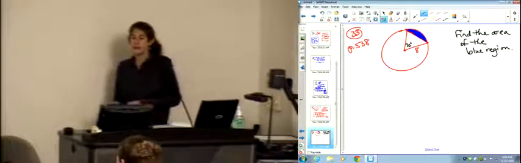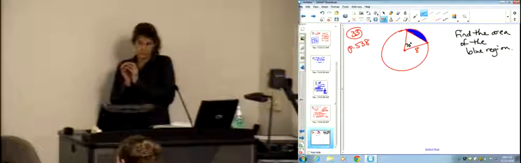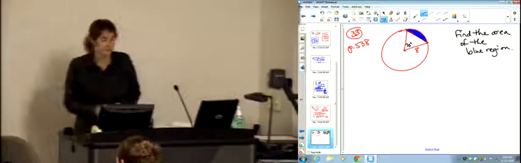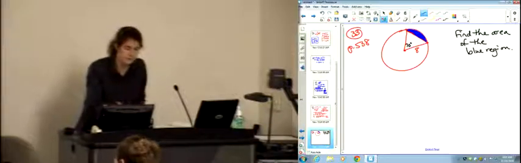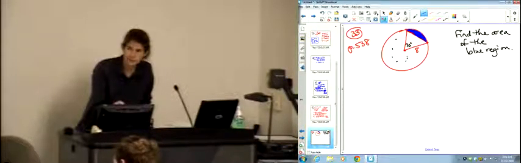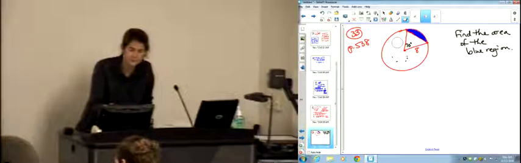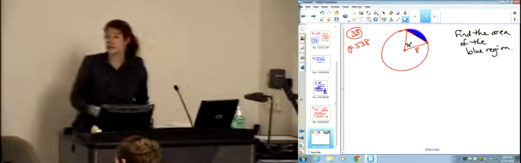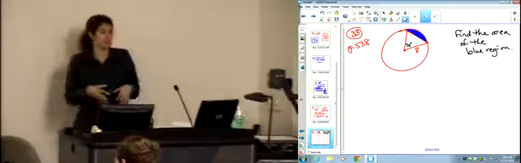Okay, if I find the area of the whole circle and subtract the area of the triangle from it, that's going to leave me with the blue part, but it's also going to leave me with all this piece out here, right? If I just subtract off the triangle, I'll be left with that area as well. So you're on the right track, though. I do need to find something and subtract.